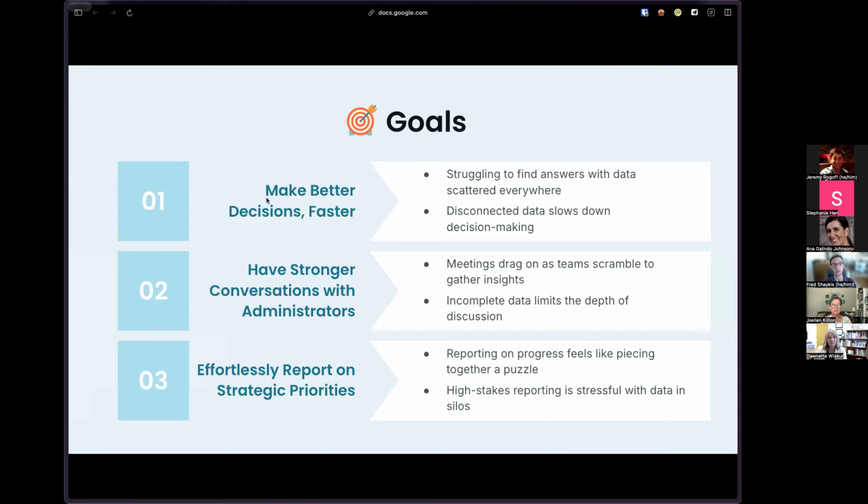Dashboards are really geared to empower districts and professional learning leaders in three key ways. One is enabling folks to make better decisions faster. The second is to enable professional learning leaders and coordinators to have stronger conversations with administrators. And lastly, we want to make it effortless to report on strategic priorities.